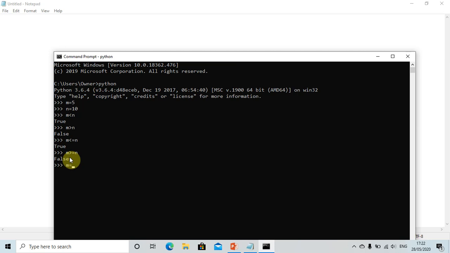Is m equal to n? No, 5 is not equal to 10. Hence the answer is false. Is m not equal to n? Yes, 5 is not equal to 10. That is why our answer is true.